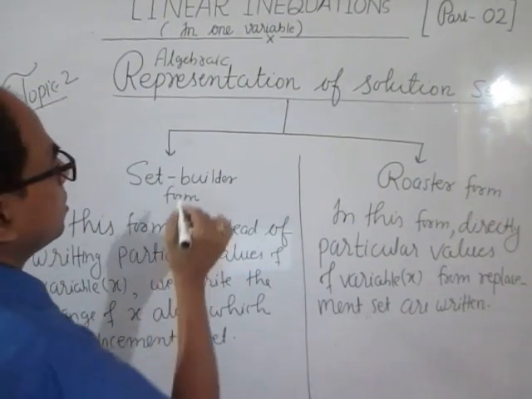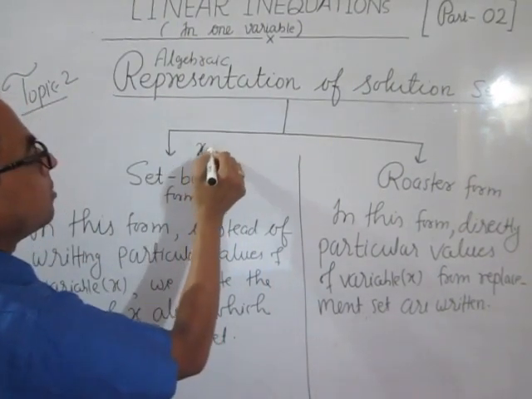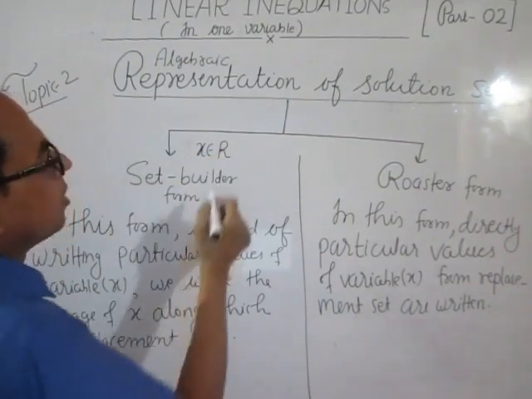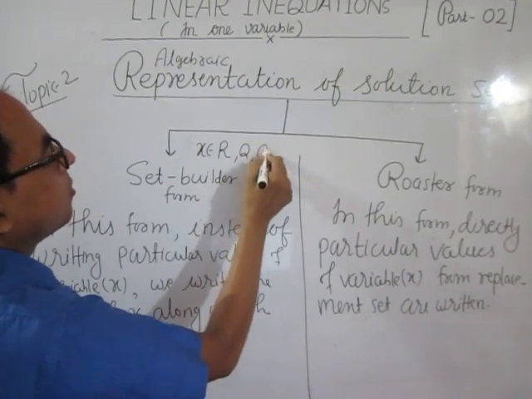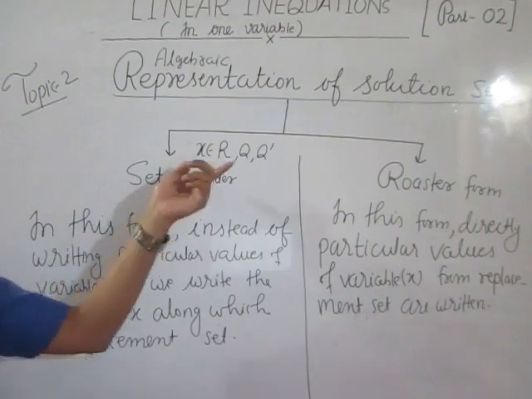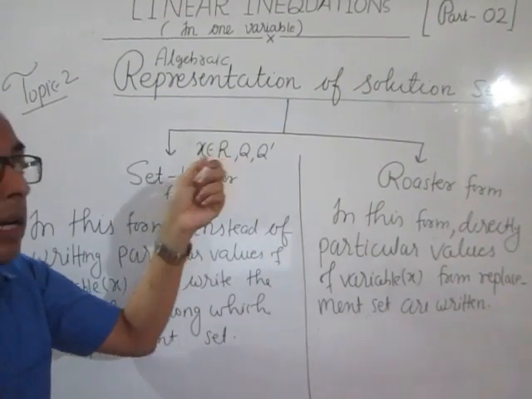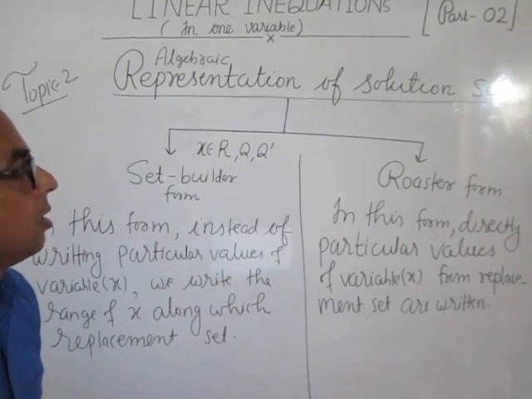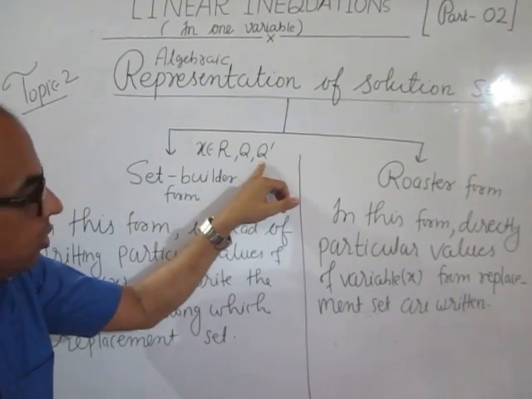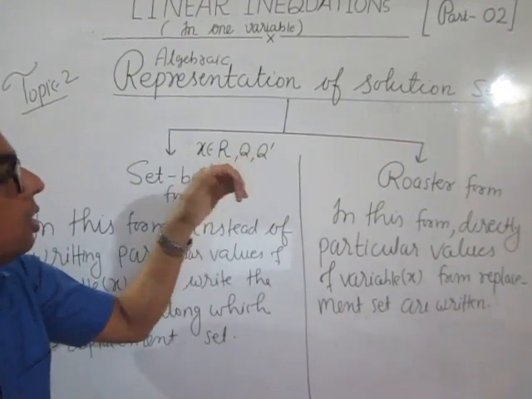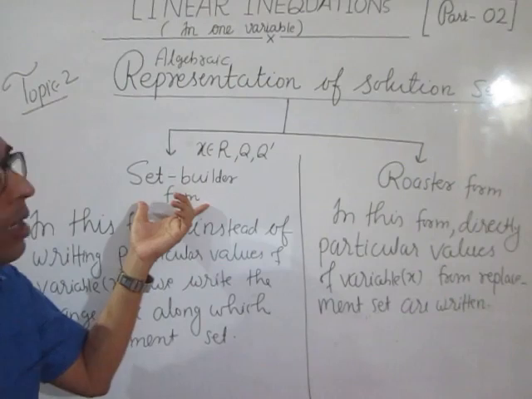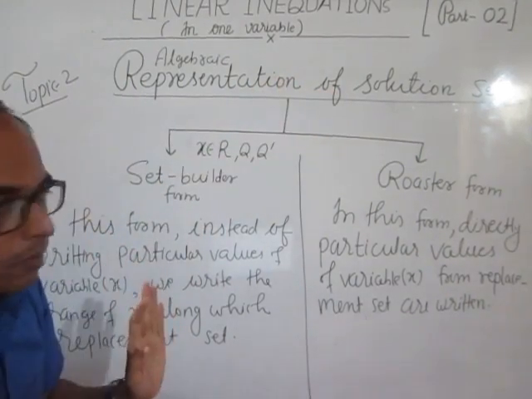Now suppose in the question, the replacement set is given as set of real numbers, set of rational numbers, or set of irrational numbers. So in this case, we are not able to make the list of the variable. So if these replacement sets are given to you in the question, then you have only one option, and that is set builder form, to write the solution set.